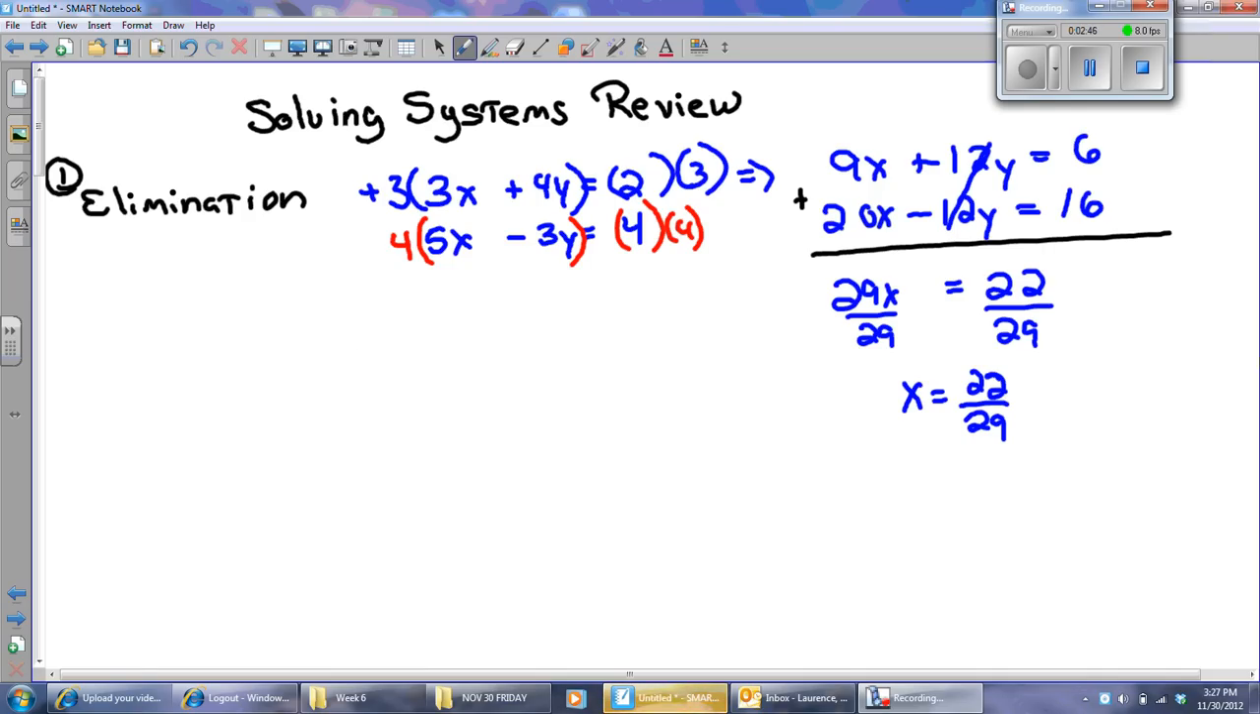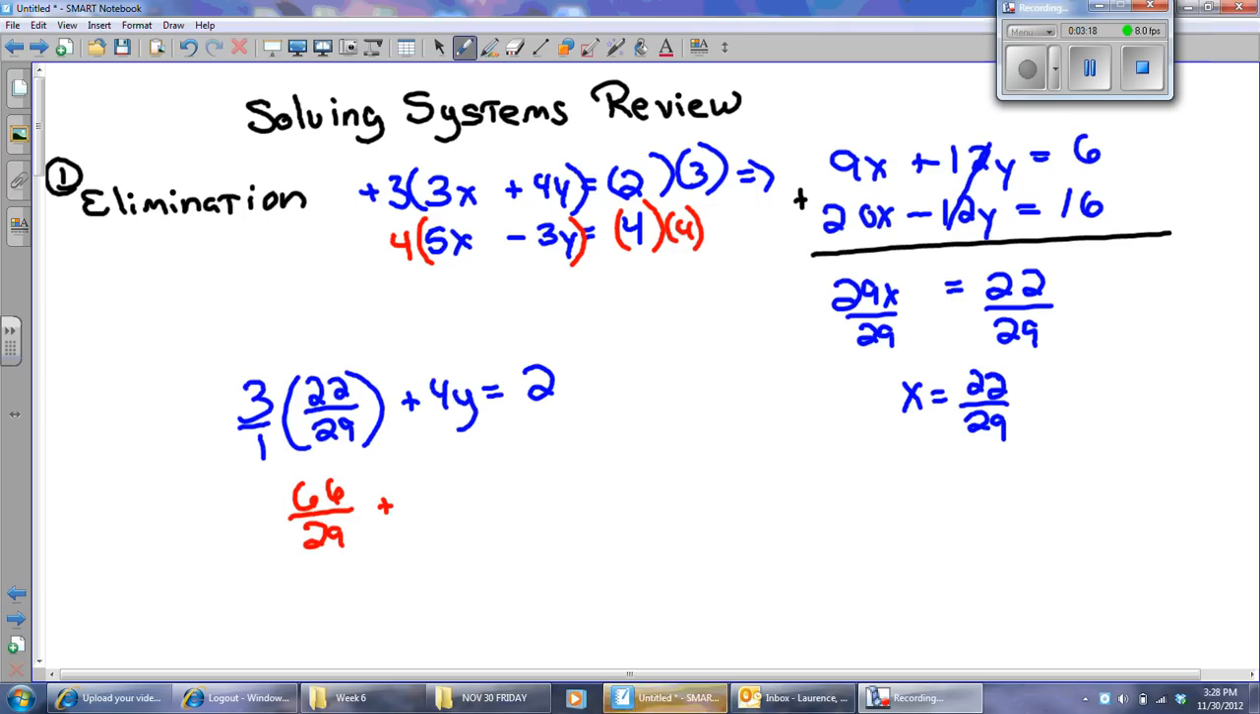All right, so now I'm going to take this first equation here. Wherever I see an x, I'm going to substitute in the 22/29. So I'm going to go 3 over 1 times 22 over 29 plus 4y, and that's 2. All right, so when I do that, I'm going to get 66/29 plus 4y.